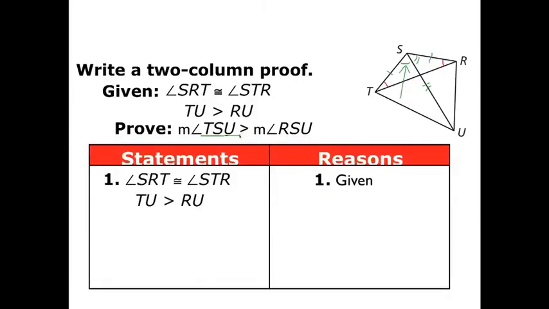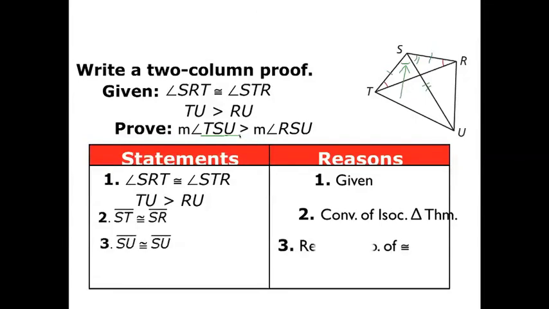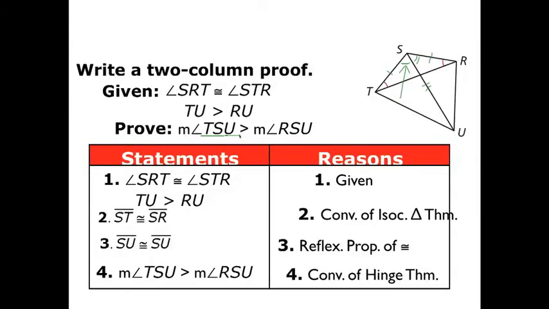So we start with our given. Identify that ST had to be congruent to SR by the converse of the isosceles triangle theorem. Again, you could also say that's the converse of the base angles theorem. Then we used the reflexive property to state that SU was congruent to itself, which then allowed us to use the converse of the hinge theorem in order to state that the measure of angle TSU had to be greater than the measure of angle RSU.